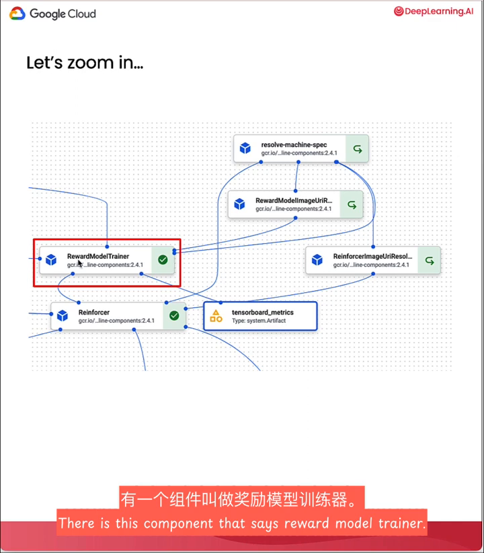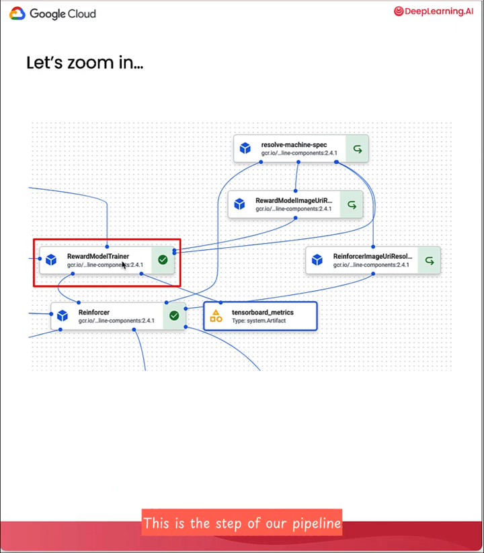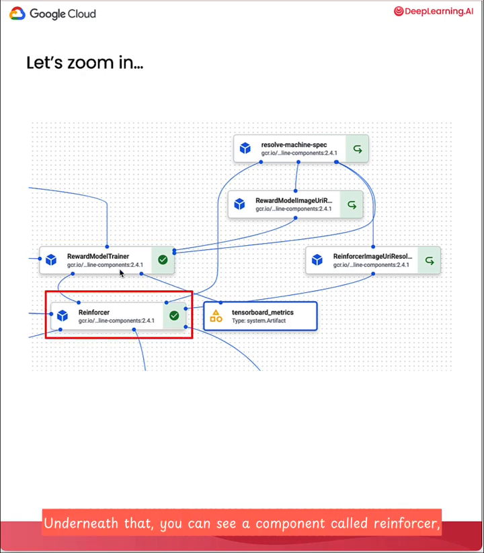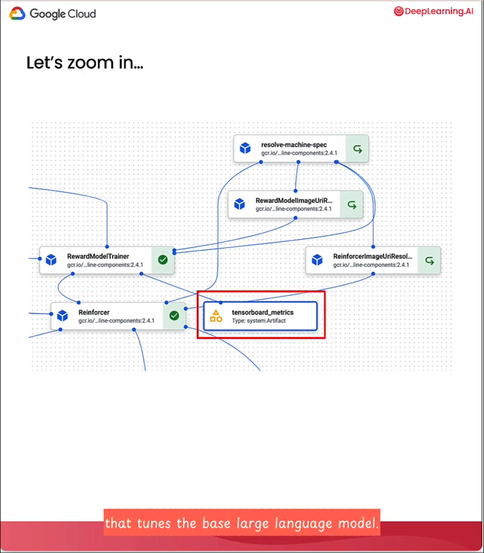There is this component that says reward model trainer. This is the step of our pipeline that trains the reward model. Underneath that, you can see a component called reinforcer, and this is the reinforcement learning loop that tunes the base large language model. You can also see that the reward model trainer component outputs some metrics, which are indicated here in this TensorBoard metrics artifact, and we will take a look at that in the next lesson.